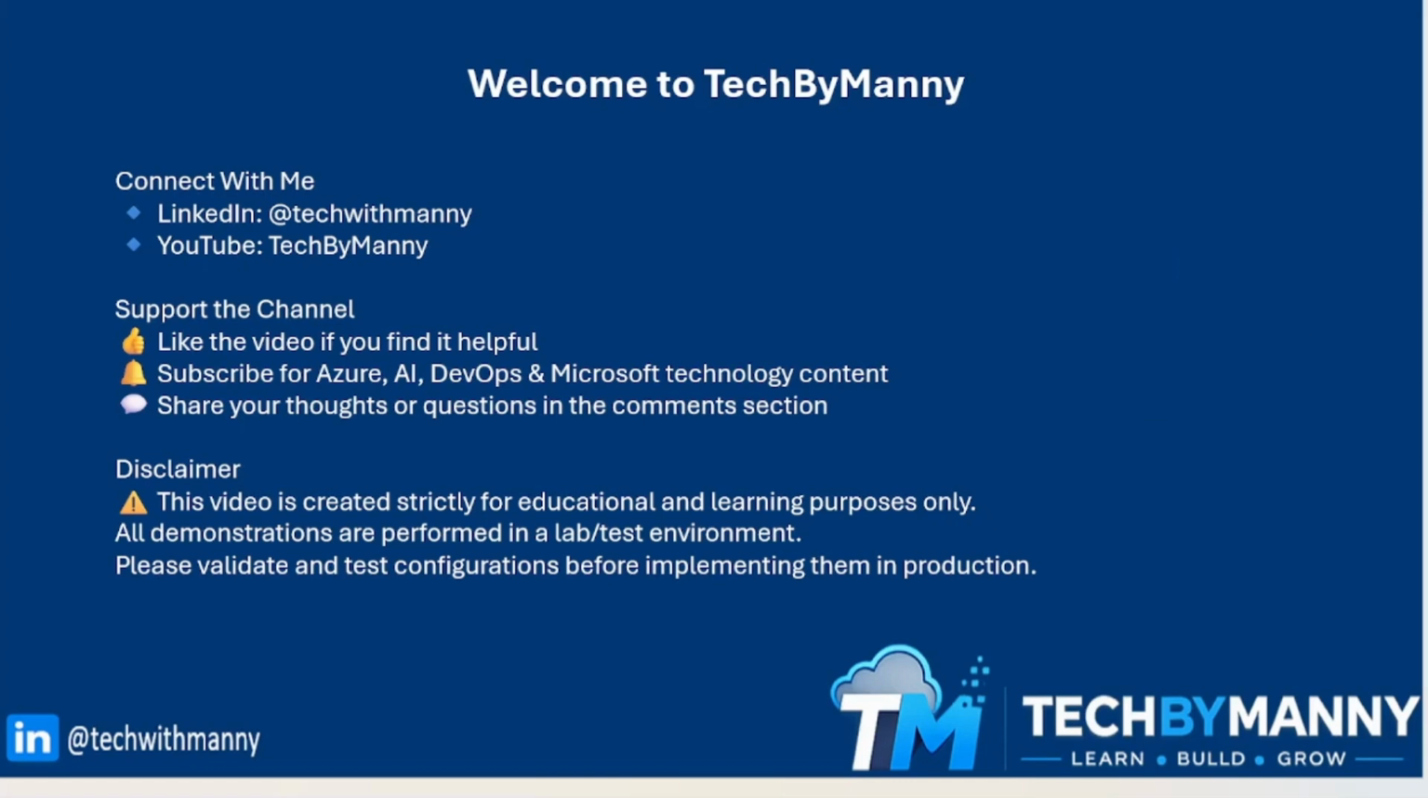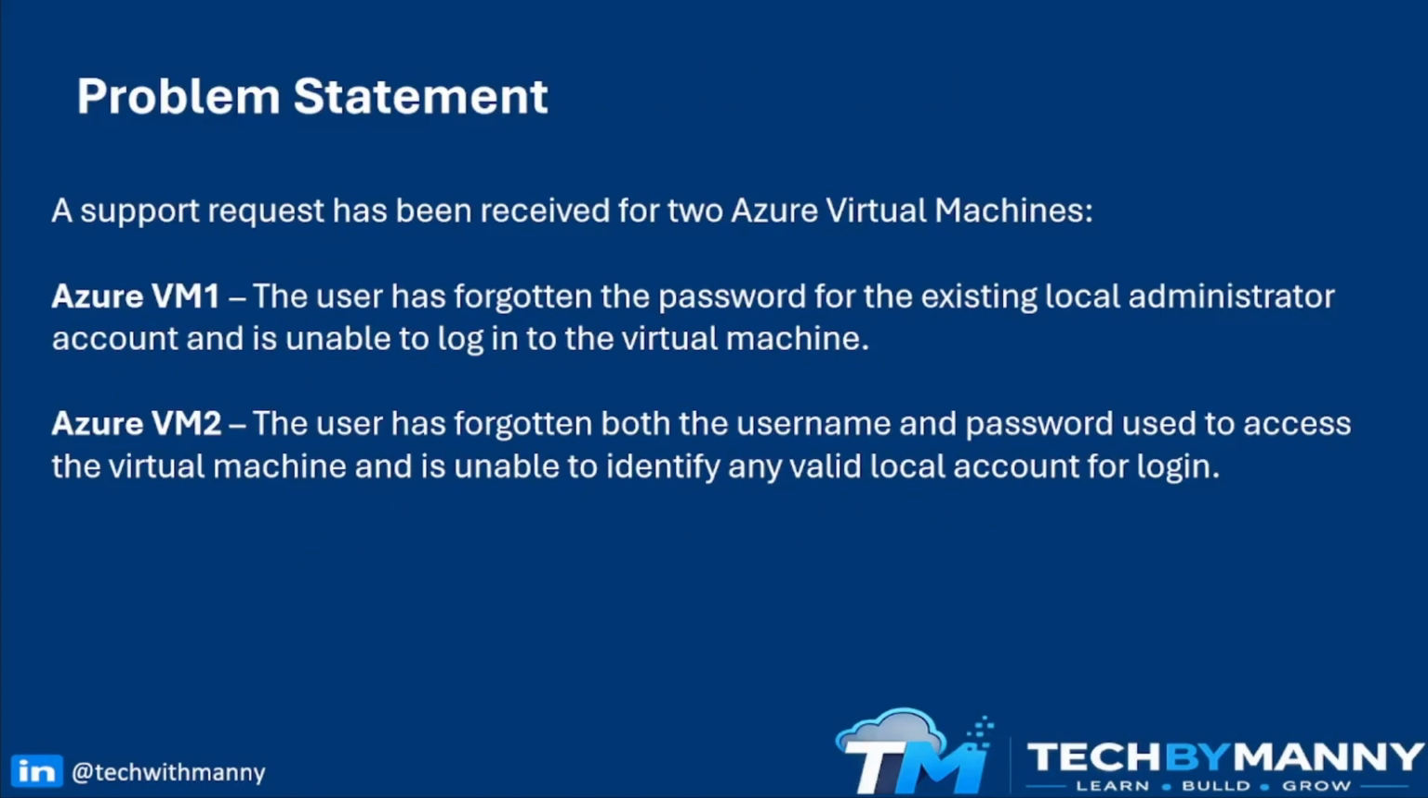Now it's time to have a look at the problem statement which we are going to fix in this video. Okay, so here we are with our problem statement. So let's understand this first. This problem statement says there are two issues to deal with. The first issue says in the Azure VM1, the user has forgotten the password for the existing local administrator. And of course, he is not able to log in to the virtual machine. And another problem which we are going to see is that the user has forgotten both the username and the password. So of course, the user is not going to be able to log in to the virtual machine.